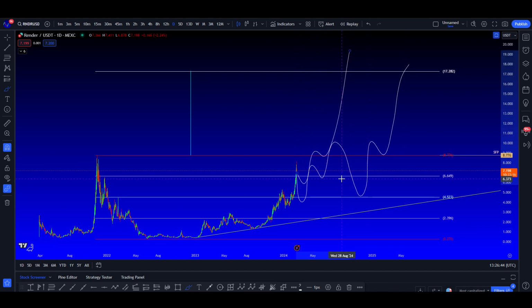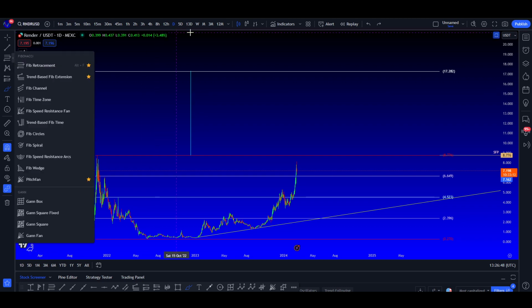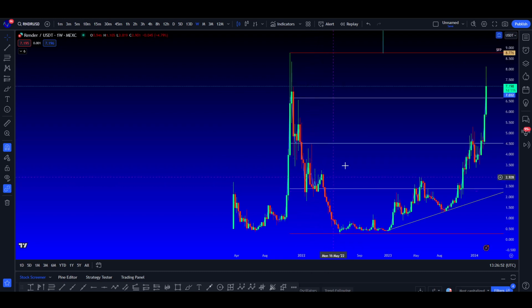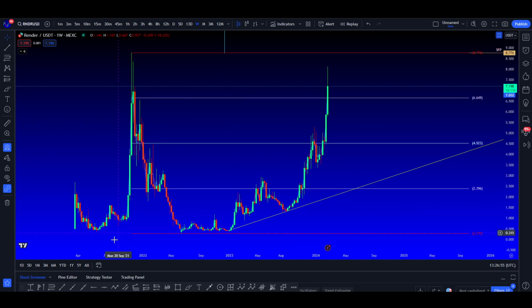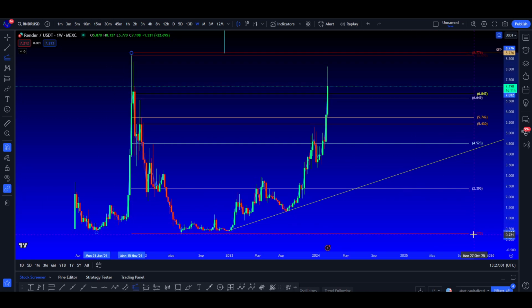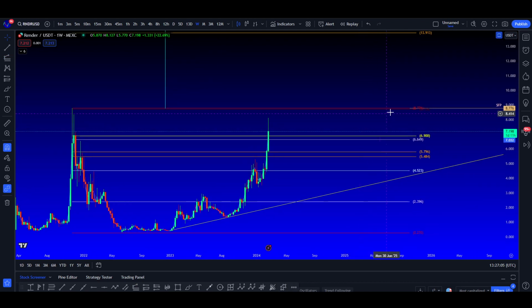But I wanted to also pull the trend-based fib extension tool, just to see what other confluences we might have. Let's go ahead and pull this. We have a low here to the high, and we'll pull it down to this low right around there. And as you can see, this does line up very nicely.